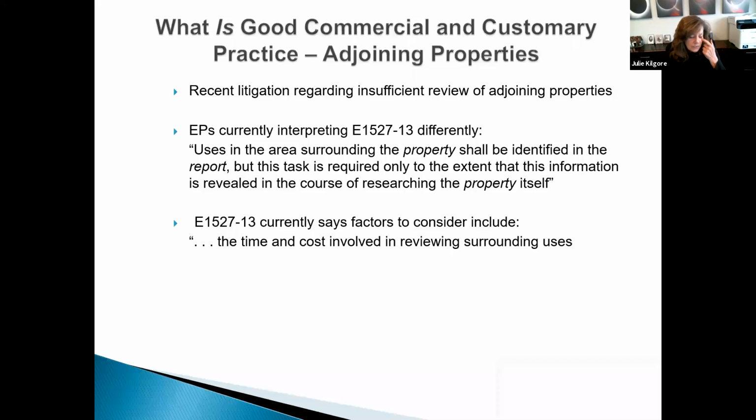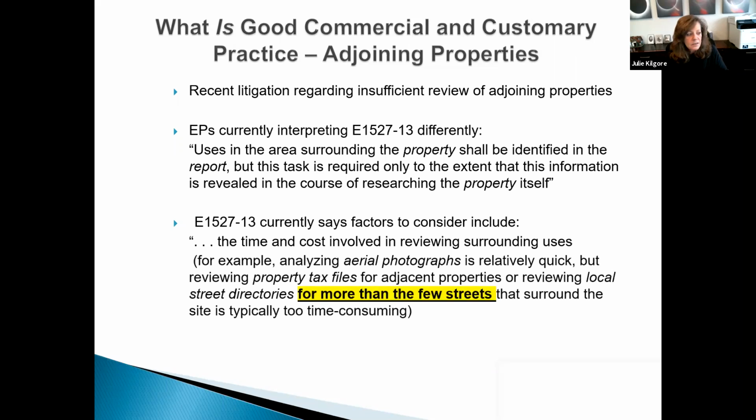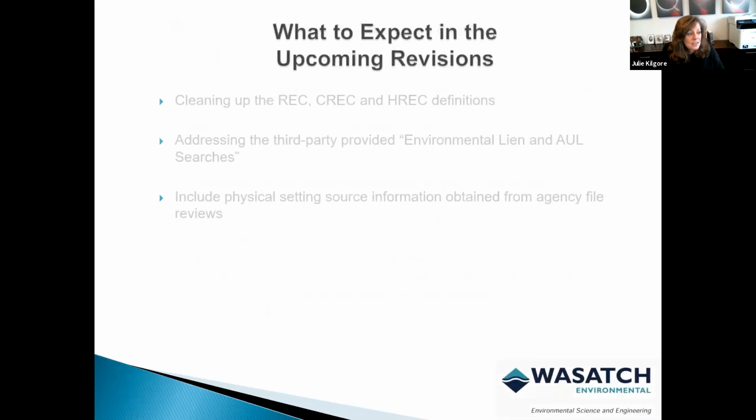But the other thing that's interesting when you take a look at the 1527, where it currently says that when you're looking at surrounding properties, the time and cost involved in reviewing surrounding uses need to be considered. For example, aerials, it's pretty easy because it's a big picture, but you don't want to be reviewing tax files for adjacent properties. It might be too cumbersome, and this is in 1527, reviewing local city directories for more than a few streets may be too time consuming, right? So your standard already tells you you should at least be looking next door. If the standard's saying, more than a few streets away might be too time consuming, you need to at least be looking next door. So we're continuing that discussion and industry outreach, and we're meeting almost every week. And this one's been one of the most challenging to get through.